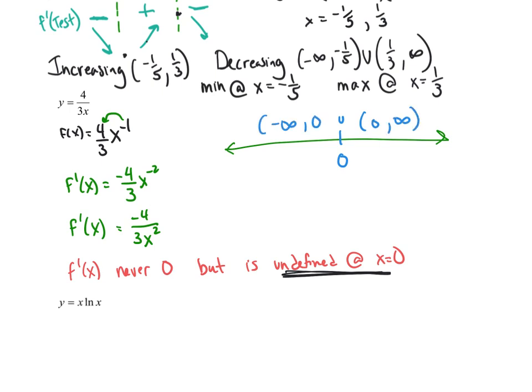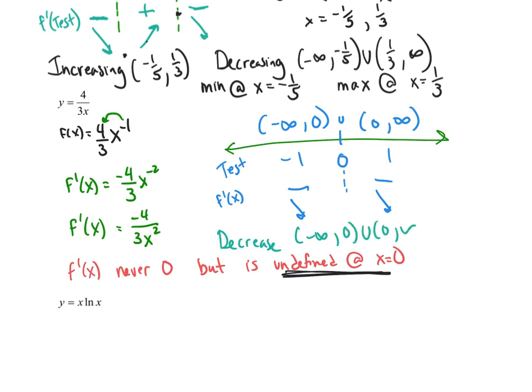So I have these two regions, and so I'll plug a test point in, maybe negative 1 and maybe 1. My derivative at those points, if I plug in negative 1, is negative 4 over 3 times 1, it's just 3, so it's going to be negative, so it's decreasing. And then if I plug in 1, I also get a negative, so it's still decreasing. So the intervals of decrease for this function are from negative infinity to 0, and then again 0 to infinity.